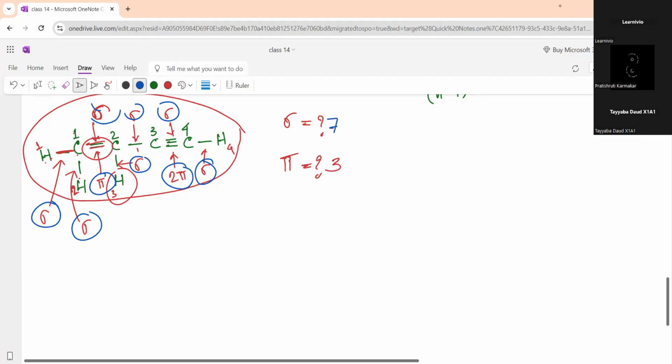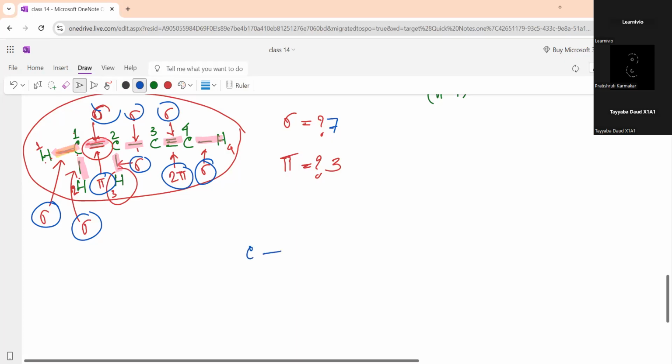One sigma bond is here, one is here, 1, 2, 3, 4, 5, 6, 7. Right? Okay, so let's do another example and you will do this. You understood this, right? If there is only one bond, that will be a sigma bond, and if there is more than one bond, then one would be sigma and the others will be pi. Okay?